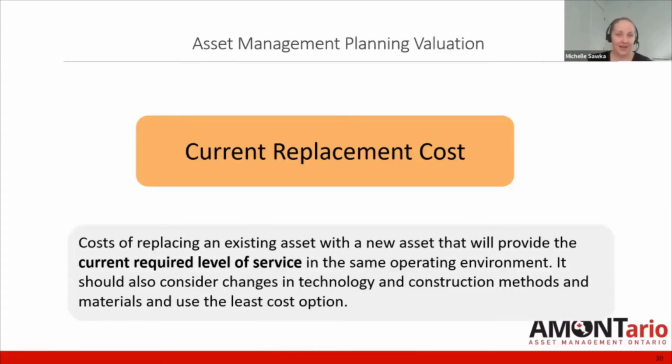For asset management planning, the industry best practice and the direction in Ontario within the regulation is to use something called current replacement cost as your asset value. So the current replacement cost is the full cost of replacing an existing asset with a new asset that will provide the current required levels of service in the same operating environment. It also says you need to consider things like technology, construction methods, and materials, and then try and use the least cost option.